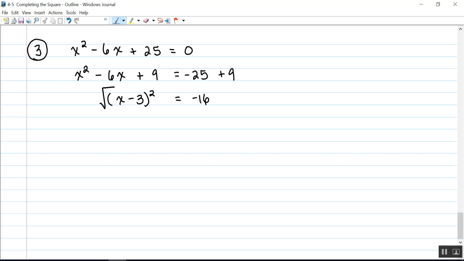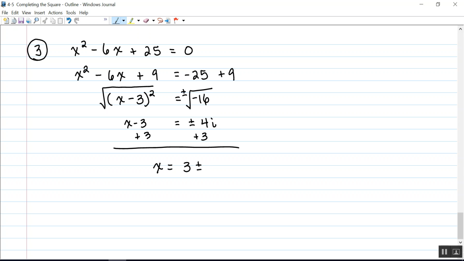Take the square root of each side. Make it positive or negative. So I have x minus 3 equals plus or minus the square root of negative 16, which is going to be 4i, because the square root of negative 1 is i, and the square root of 16 is 4. Now when we add 3 to both sides, your answer is going to look like this. x equals 3 plus or minus 4i. So your answer in this case is two complex numbers, 3 plus 4i and 3 minus 4i.